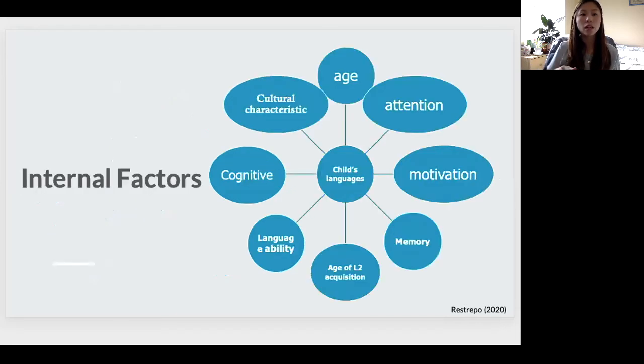And here, other than external factors, the age of the child acquiring English would also be a huge factor of their language proficiency. This would be something to take into account when we're doing assessment and during the parent interviewing.